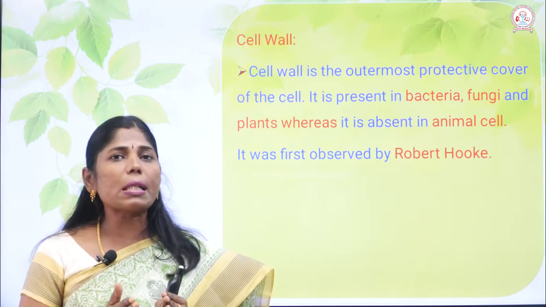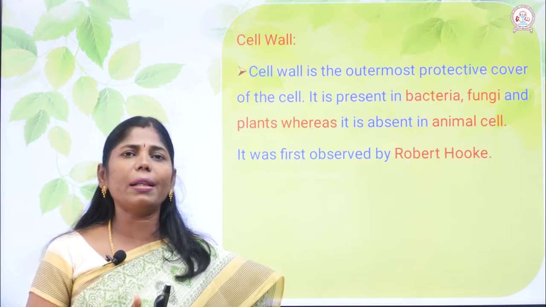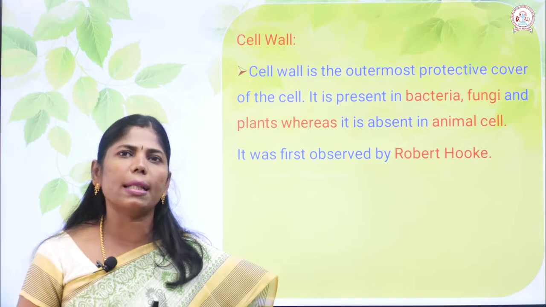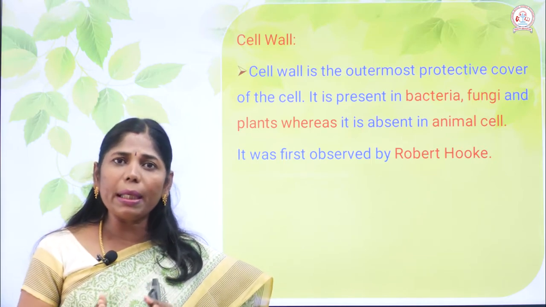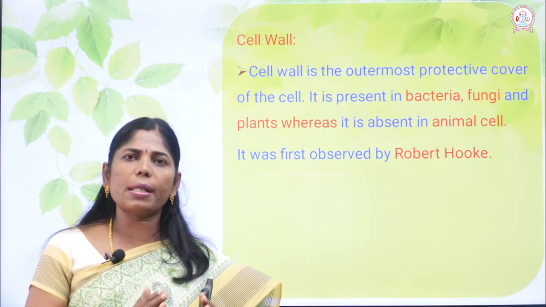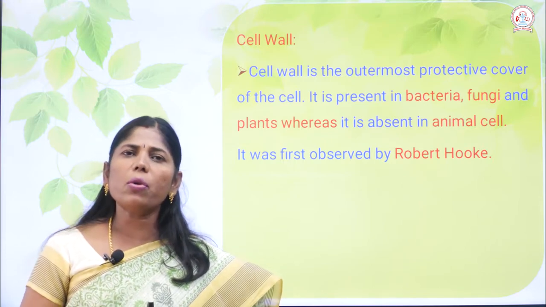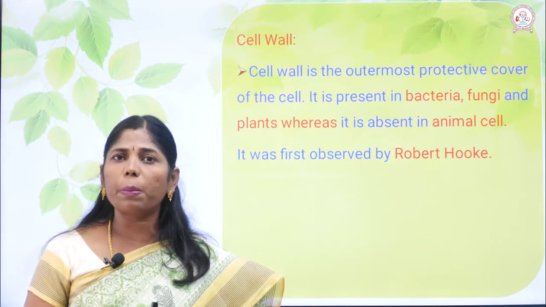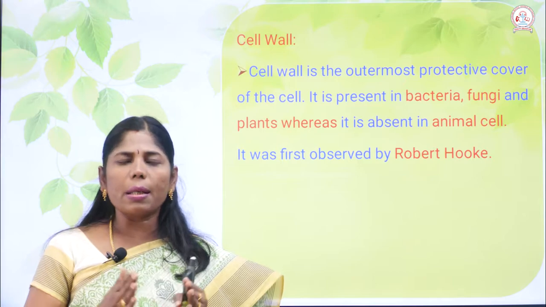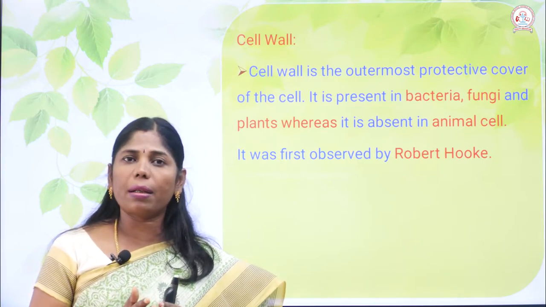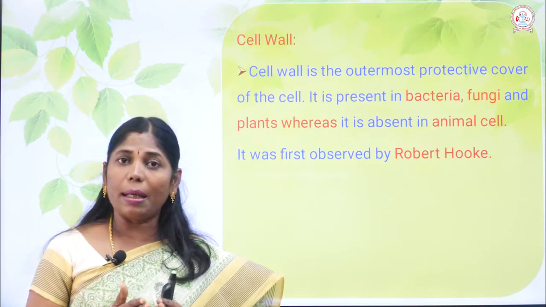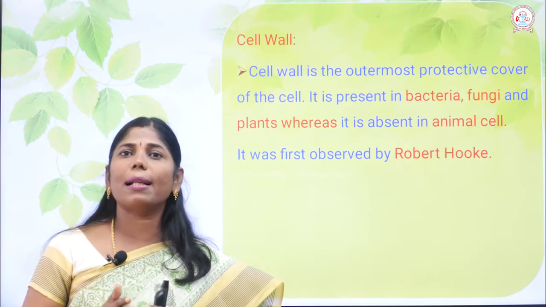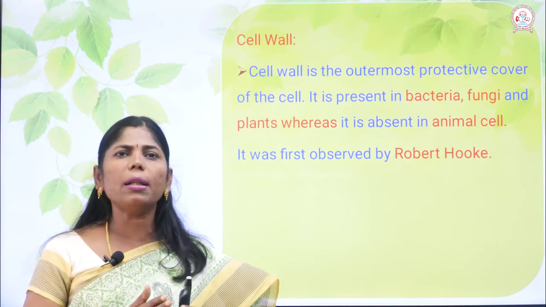Okay, who first discovered the cell? We know very well, Robert Hooke discovered the cell. Okay, so the cell wall material changes from one organism to another. In most plants, the cell wall is made up of cellulose. Okay, and some are made up of pectin, lignin and suberin. So these are all the cell wall materials present in the plant cell.